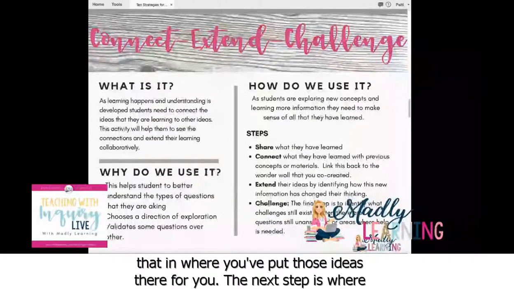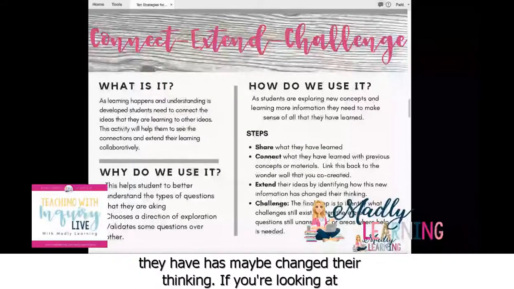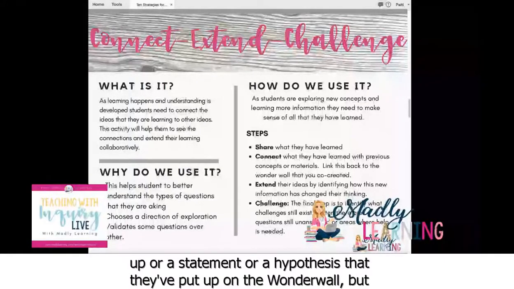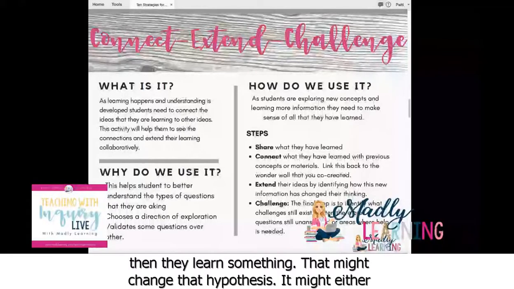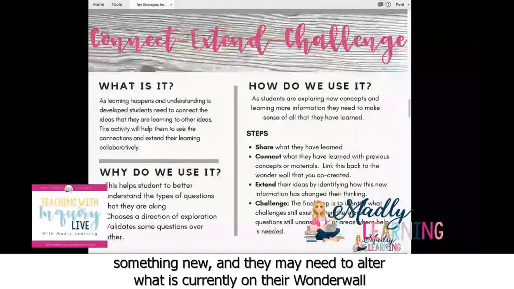The next step is where you're extending their ideas by identifying how the new information they have may have changed their thinking. If you're tracking this learning on a Wonderwall, they might have put up a question, a statement, or a hypothesis, but then they learn something that might change that hypothesis. It might either confirm or deny something they had guessed. It might have developed into something new, and they may need to alter what is currently posted on their Wonderwall.